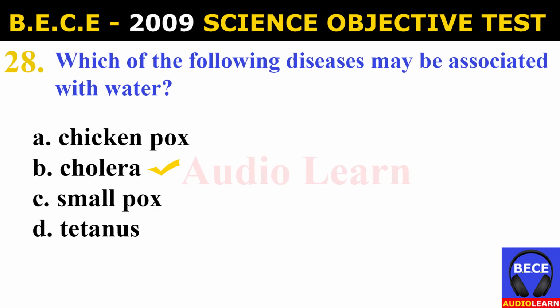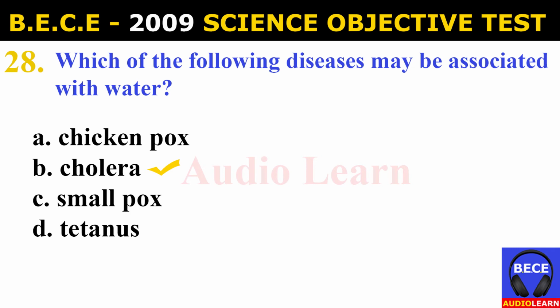Number 28. Which of the following diseases may be associated with water? A. Chickenpox. B. Cholera. C. Smallpox. D. Tetanus. And the answer is B. Cholera.